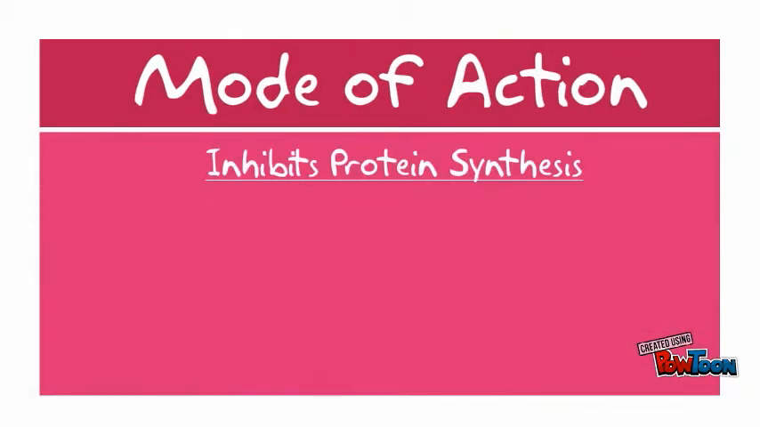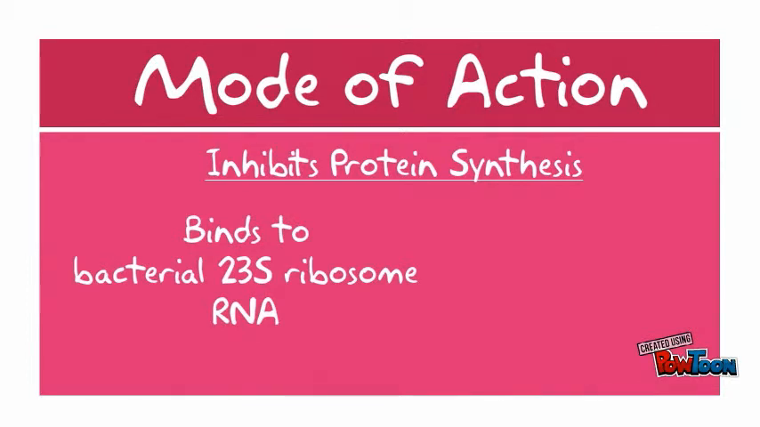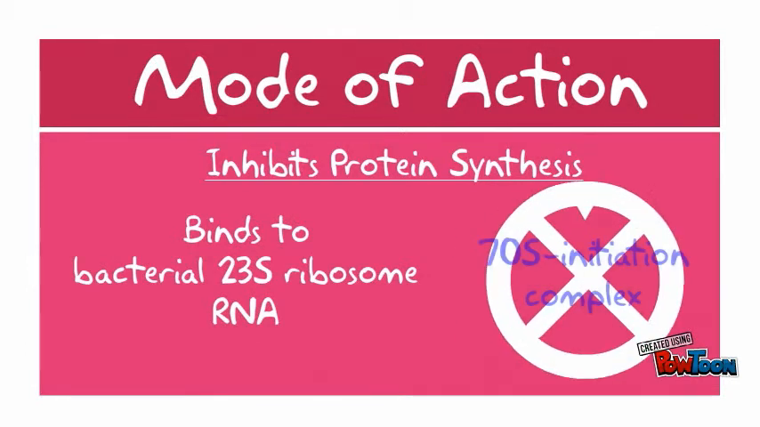Since linezolid is a protein synthesis inhibitor, it stops the growth of bacteria by disrupting the production of proteins, making it a bacteriostatic agent rather than a bactericidal. It does this by binding to bacterial 23S ribosomal RNA and stops the production of the 70S initiation complex.